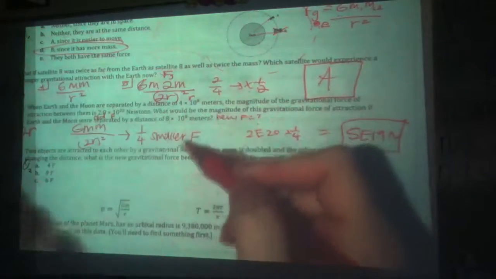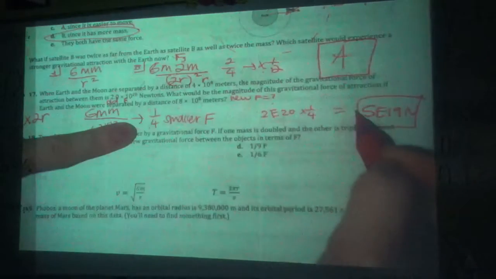So very similar to what we were doing for number 7. There's something changing, so this is a what would happen question. It's going from 4 times 10 to the 8 to 8 times 10 to the 8. That's doubling the distance. And then we said, okay, doubling the distance, keeping the masses the same, that's 1/4 of the force. So take my old force and multiply by 1/4.